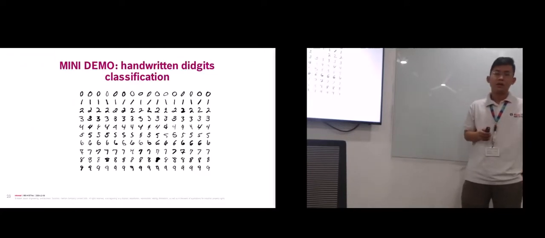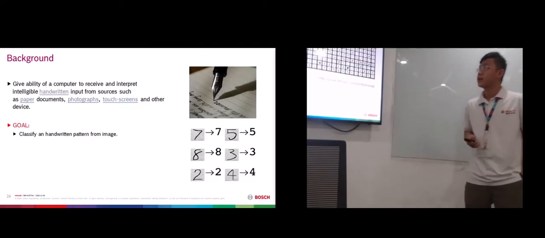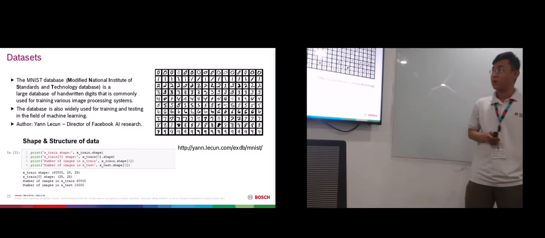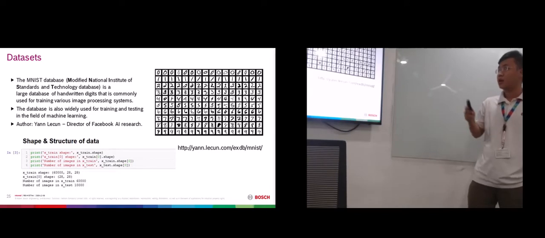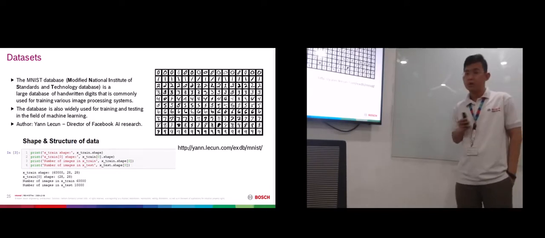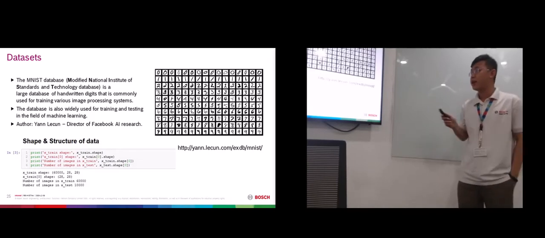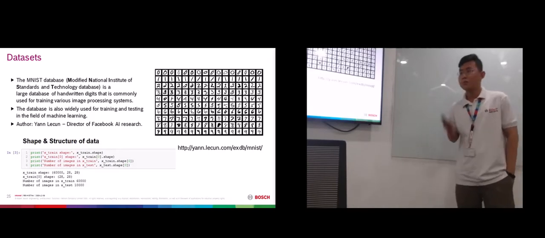We have a dataset. The dataset is the MNIST database, provided by a professor at Facebook AI. In the dataset we have about 60,000 images. You can look into the structure of the data. We have 60,000 images for training and 10,000 images for testing.